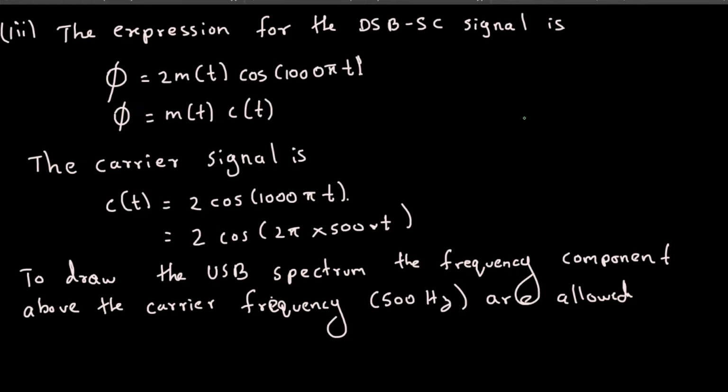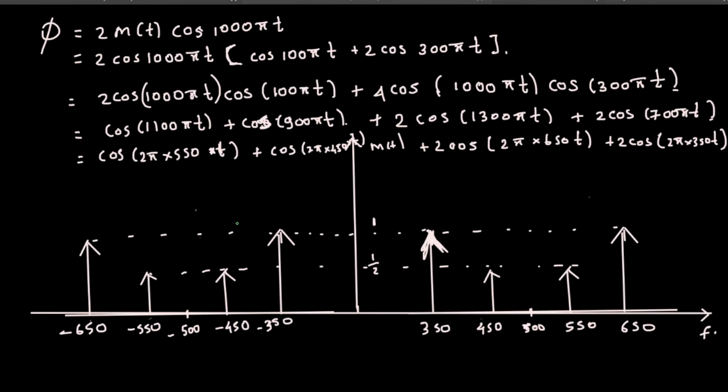So here we are interested in the upper side band only. So we have to look at what is above 500. In negative, that's negative 550 and 650. In the positive, that is positive 550 and 650. So those are the only things we are going to have for the upper side band, and we omit these inside values. If we just draw the outside ones, that's going to be the upper side band.